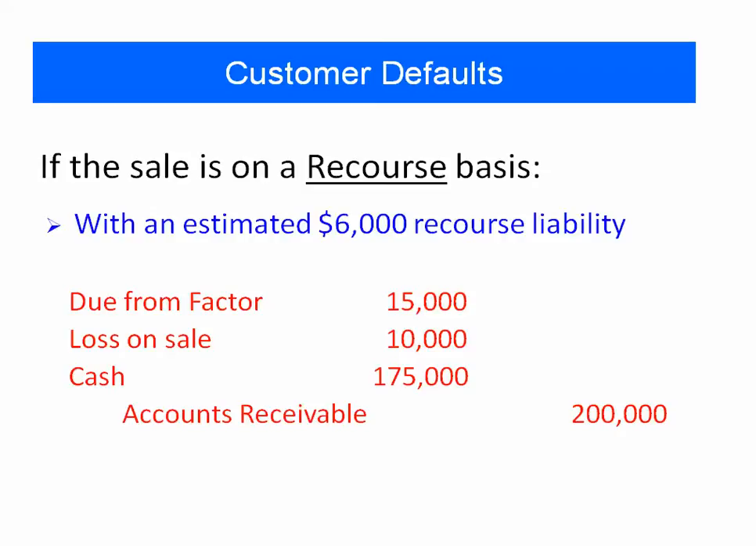If we have a $6,000 estimated recourse liability, we need to record that estimated liability on our books. And so we'll do that with a credit to recourse liability for $6,000. And since obviously our debits no longer equal our credits, we need an additional $6,000 debit. And we will increase the loss on sale from $10,000 to $16,000. So again, it's a simple change to go from a non-recourse to a recourse basis. We add the estimated recourse liability, and then we increase the loss on the sale by the amount of the recourse liability.